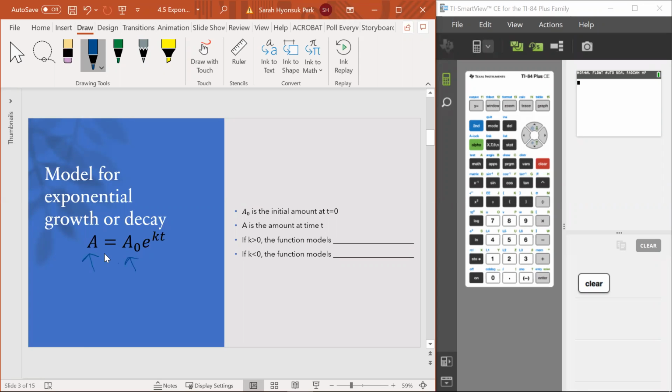Here's the initial. And k is the rate of growth or rate of decay. Whether we know it's a growth model, so growth model tends to increase, I think population increases, or decay model when something falls, decays. So if k is greater than 0, if k is positive, we know this is a growth model. If k is less than 0, if k is negative, we know this is a decay model.